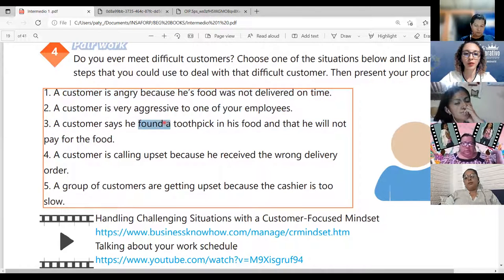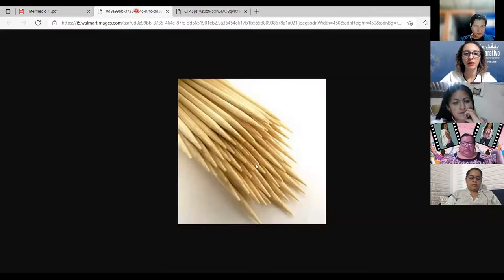I will help you with two words. Found, that is the pronunciation of that one. Found. Toothpick. Could you repeat? Toothpick. Look at the picture, guys. They are called toothpicks.